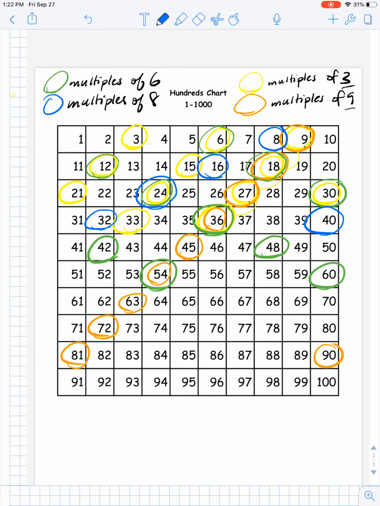8 times 6 is 48. 8 times 7 is 56. 8 times 8 is 64. 8 times 9 is 72. And 8 times 10 is 80. So again, notice what's common. So 24, for example, is a common multiple of 3, of 6, and of 9. So you see already some overlap there.